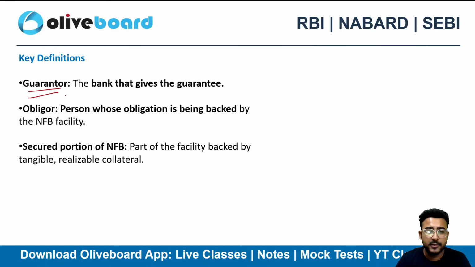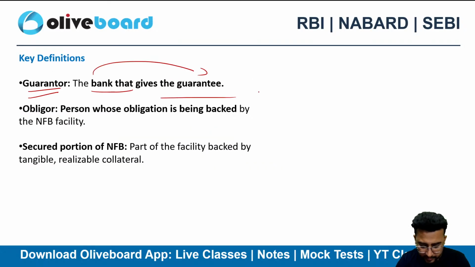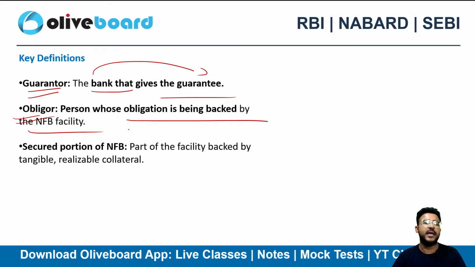Then the guarantor, the bank that is giving the guarantee, will be called the guarantor, definitely. The obligor is the person whose obligation is being backed up by the NFB facility. If my obligation is being backed by HDFC Bank, then I am the obligor here.